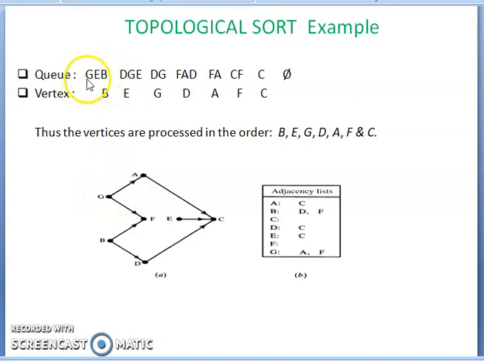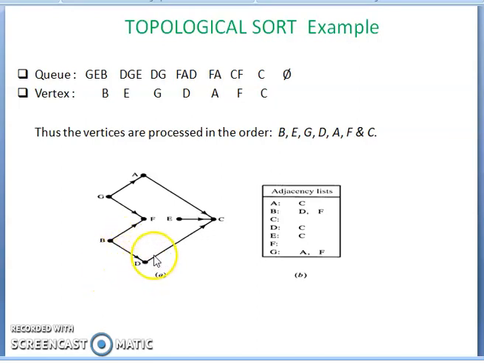So this is the Q: at the front the B vertex, next E and then G. Consider the vertex B, the first in order, and remove these two outgoing edges from B. If you remove these two outgoing edges, what is the in-degree of D? The in-degree of D was previously 1. Now the in-degree is 0.